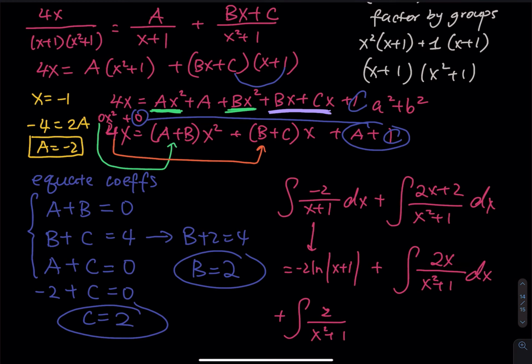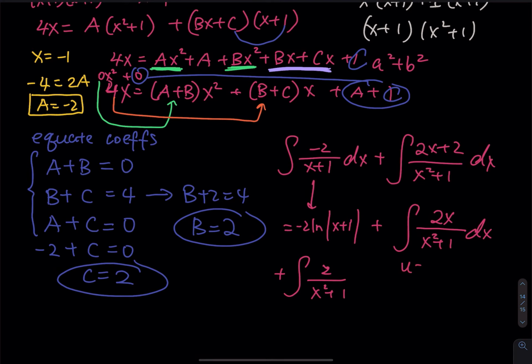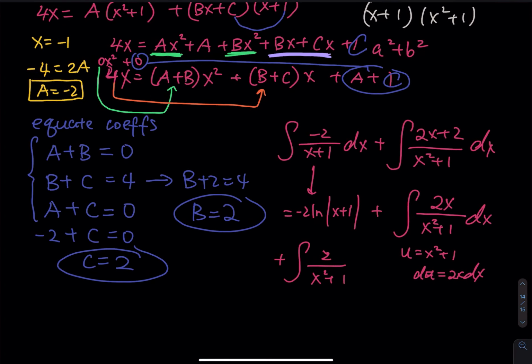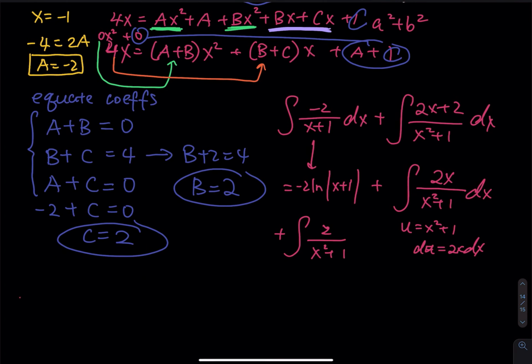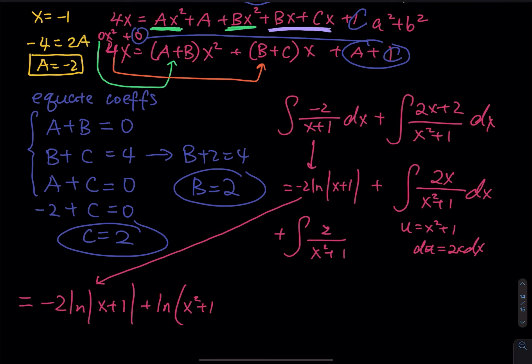For the x squared plus 1, you can use u substitution. u equals x squared plus 1, du equals 2x dx, and the entire numerator will be cancelled. So overall, the first one is -2 ln absolute value of x plus 1. The next one is ln of x squared plus 1, because x squared plus 1 is always positive. After you cancel out the 2x, you only have the integral of 1 over u du. That's how I got the ln.